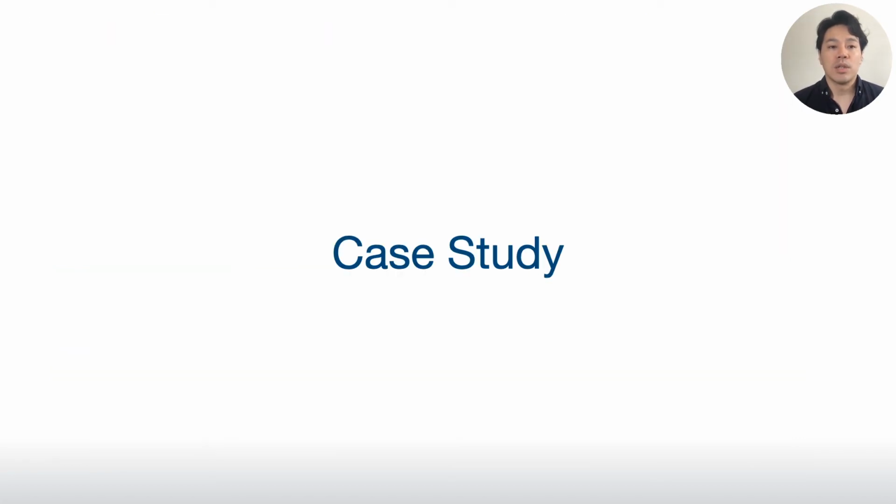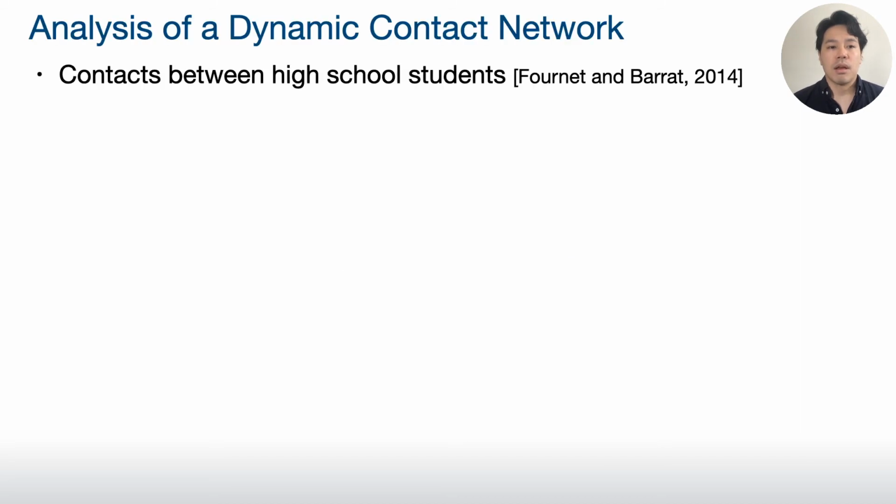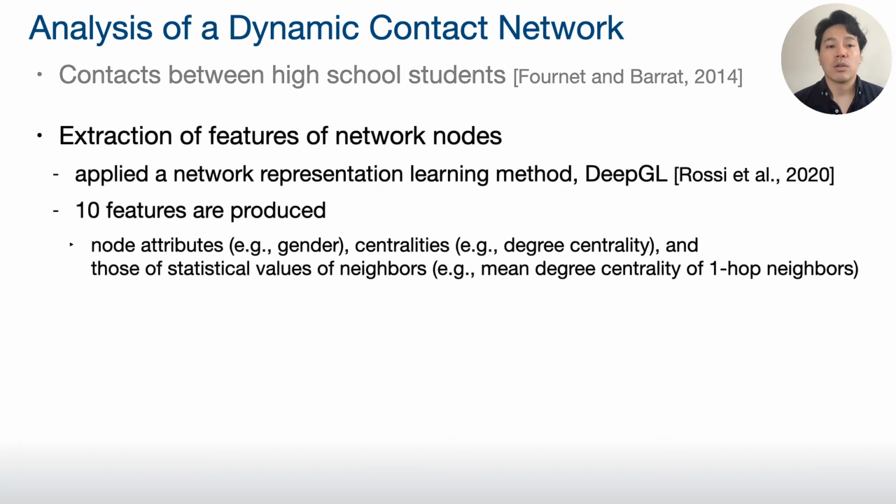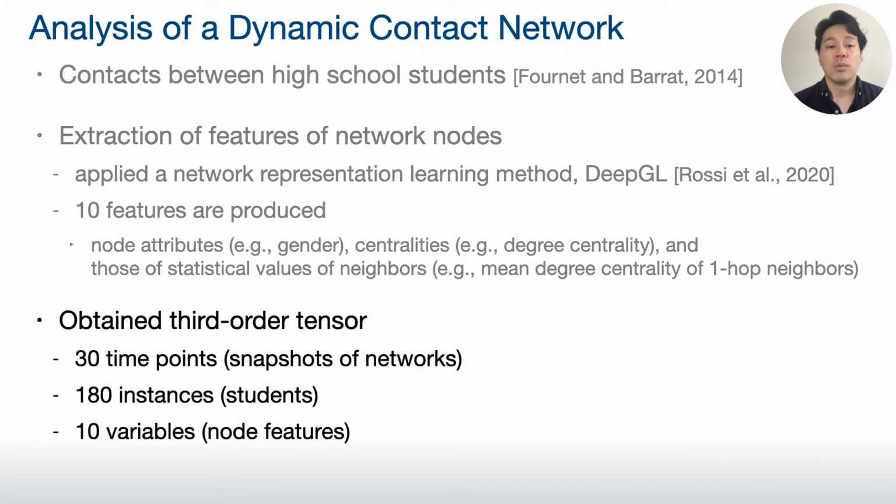Now, I will demonstrate one representative case study. In this case study, we analyze a dynamic contact network of high school students. From the network, we extract the variables with DeepGL, which is a network representation learning method. DeepGL produces 10 features which consist of node attributes, network centralities, and others. As a result, we obtain a tensor of 30 time points, 180 instances, and 10 variables.